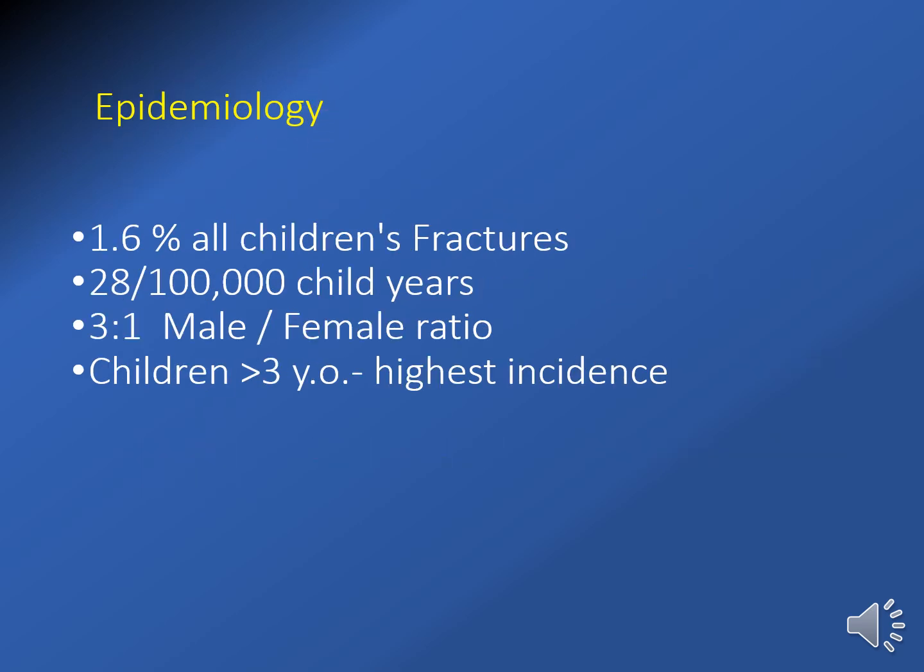So the epidemiology: pediatric femur fracture is about 1.5% of pediatric fractures. This is about 28 cases per 100,000 children per year. It's more common in males, with a 3:1 male to female ratio, and children older than 3 years old have the highest incidence of pediatric femur fracture.